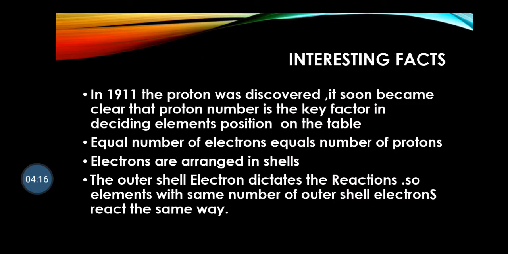Some interesting facts about the periodic table. When the proton was discovered in 1911, it soon became clear that the proton number is the key factor in deciding the position of elements on the periodic table. The number of electrons equals the number of protons. Electrons are arranged in shells, and the shells play a major role in determining the behavior of elements. The outermost shell electrons determine the reaction. So elements with the same number of outer shell electrons react the same way.